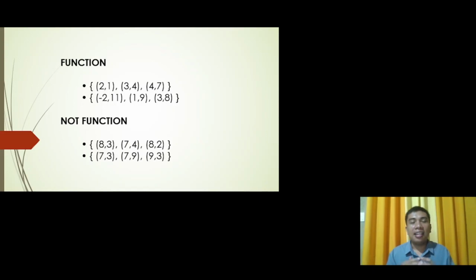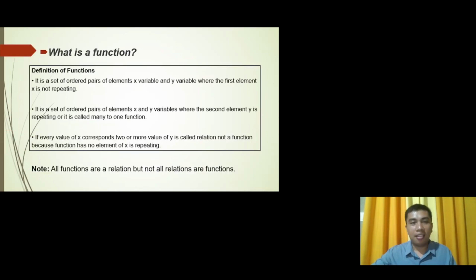Again, what is the set of all x? What is the other term for that? That is called domain. How about the set of all y? The set of all y is called the range. So for now, we're going to go to the next part. Okay, you have there what is a function.